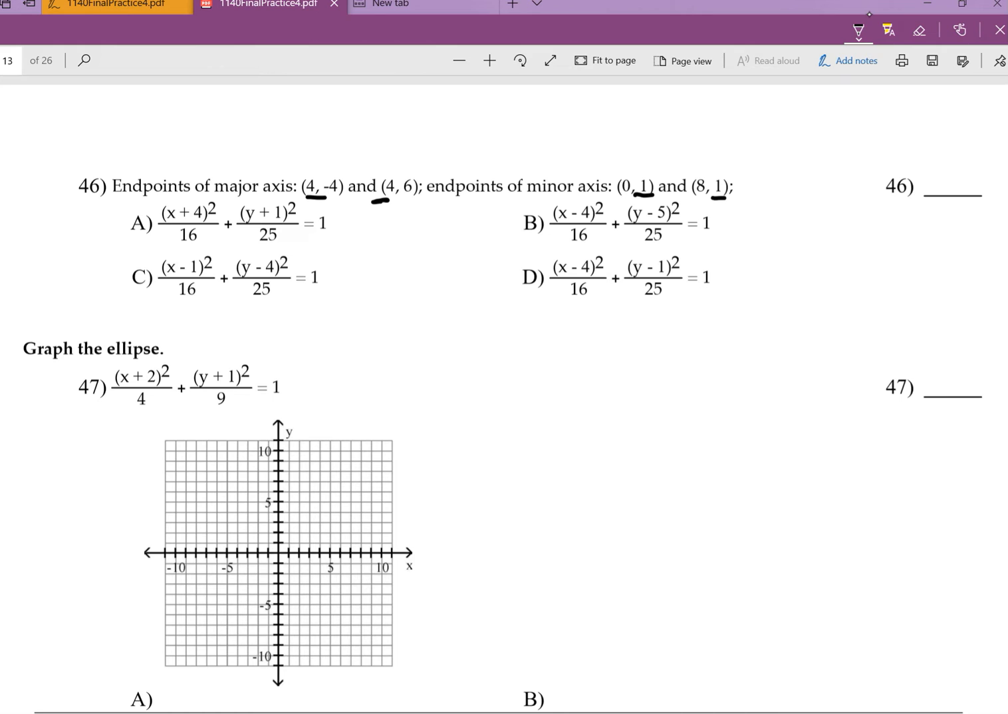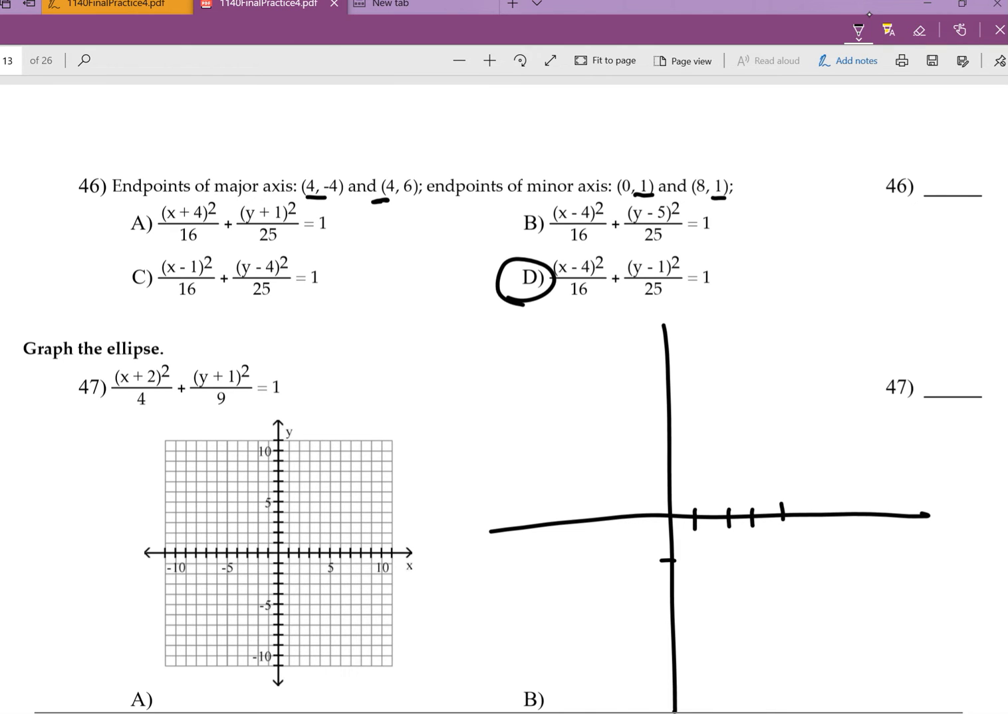So the major axis in this case should be here. Let's draw it out and see what it looks like. So positive 4, positive 4 and 4, okay. Positive 4 and 6 is about here. So this is the point 4 comma 6, and this is the point 4, negative 4. Okay, this is the major axis.